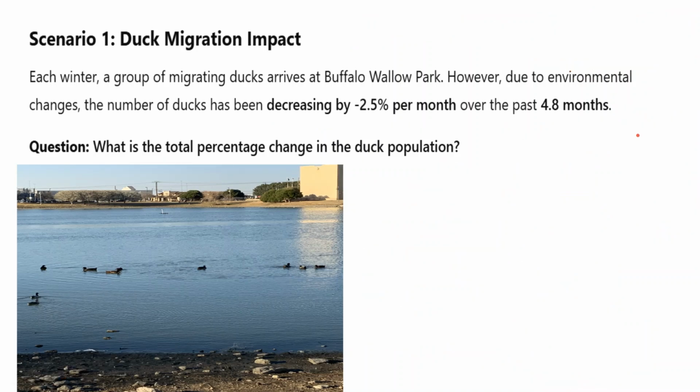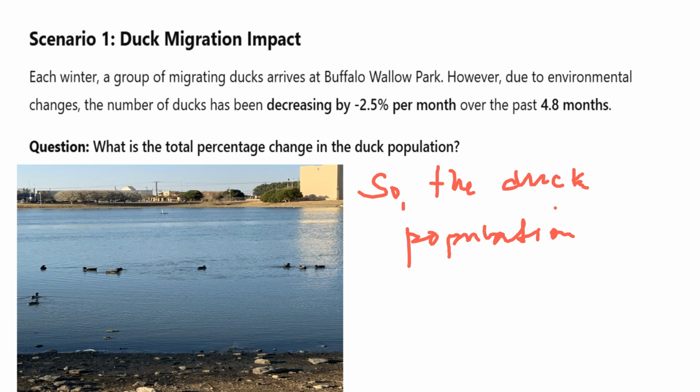So we can now say about the duck migration impact, we can now say that the duck population, let us write it, the duck population, sorry about my writing, the duck population decreased, that's why it's negative, right? Decreased by 12%.